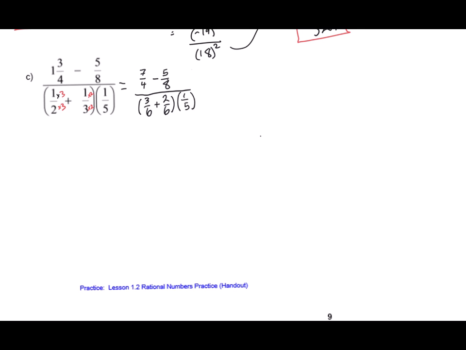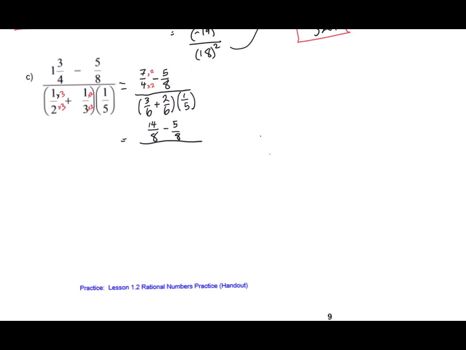So now let's go and rewrite the top half of our fraction. The top half of our new fraction has a lowest common multiple of 4 and 8. We'll just multiply this one by 2 and 2. So the lowest common multiple is 8. So you're going to get 14 over 8 minus 5 over 8.